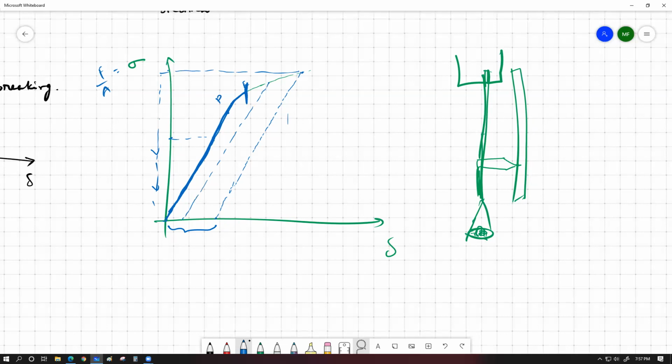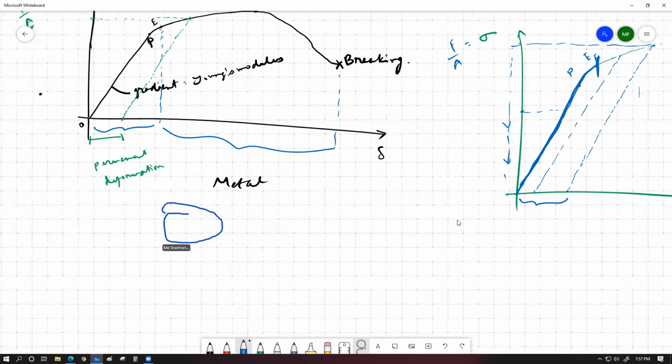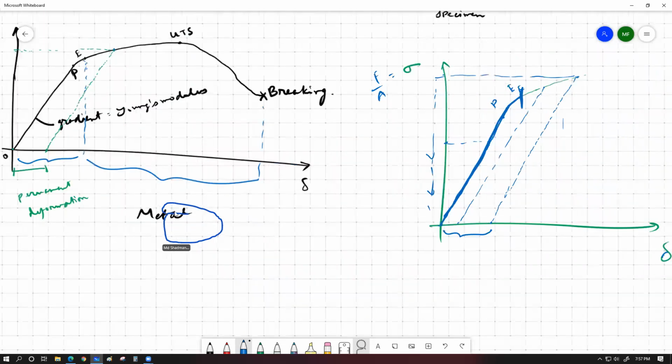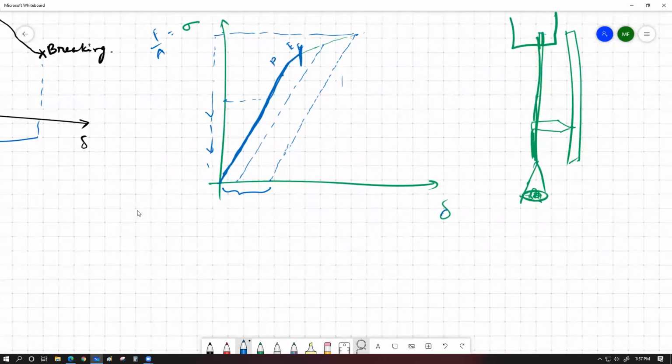Sir, what are we calling this tiny length on the x-axis? This is the strain axis. Sorry, sir, like what are we calling this region you highlighted? Which part? When I said this part, this is the permanent deformation you wrote over here, but did you name anything over here?